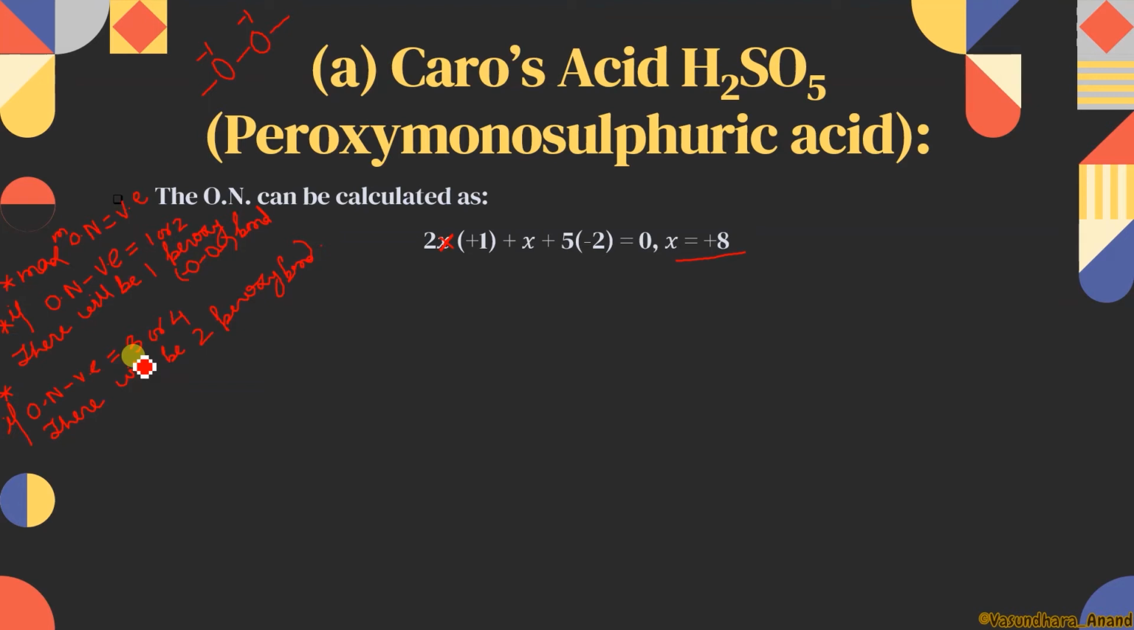Caro's acid, if we find the oxidation number, we are getting 8. But sulfur cannot show 8 oxidation number because sulfur has a maximum of 6 valence electrons, so it cannot show more than 6. Okay? So if the oxidation number comes more than the valence electrons, then for sure there is a peroxy bond.